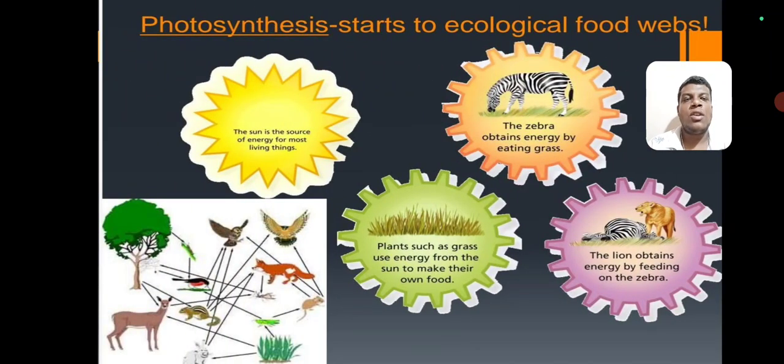Photosynthesis starts the ecological food web, where the sun is the source. Zebra obtains energy by eating the grass. Plants such as grass use energy to make their own food. The zebra is eaten by the lion.